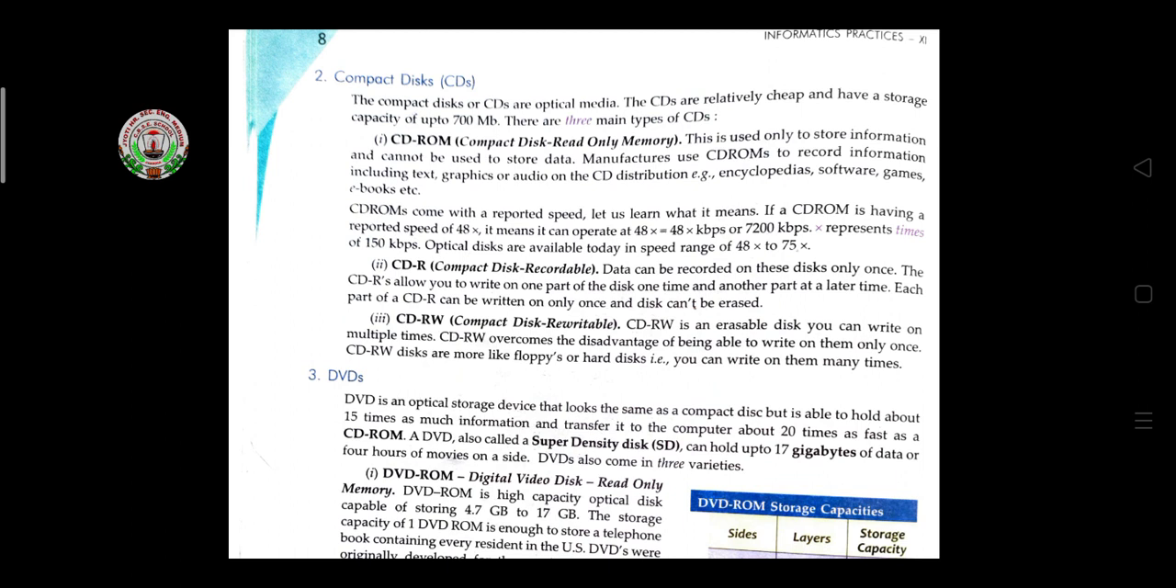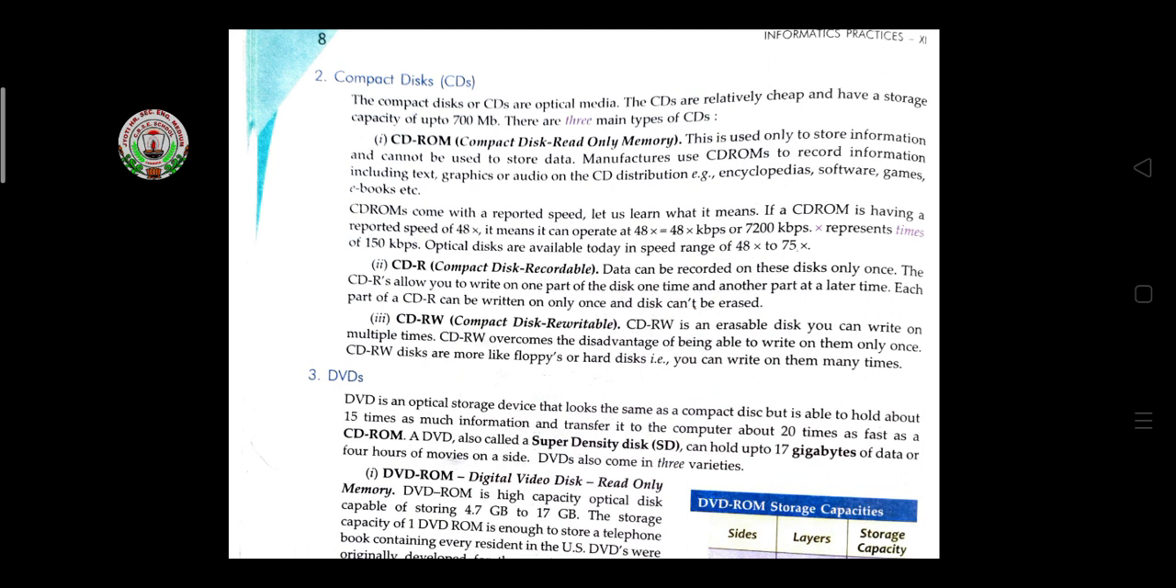Like this, the manufacturer stores information on CD-ROMs, and you can only read it. You are not able to rewrite the data on it. It means that only information from manufacturers is stored here, not your data.